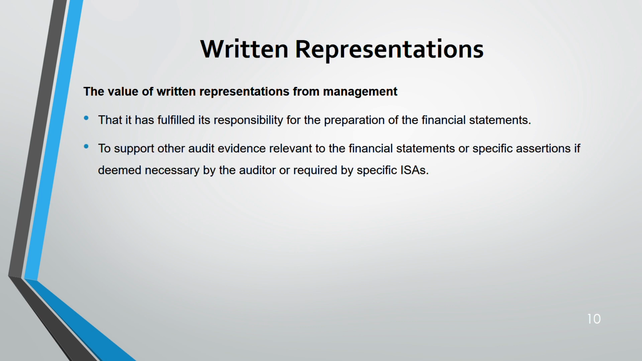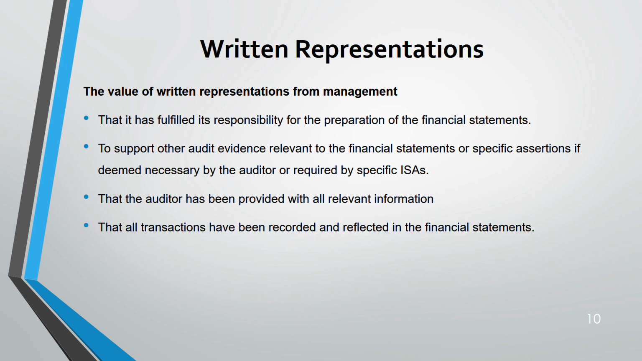Second, to support other audit evidence relevant to the financial statements or a specific assertion, if it is deemed necessary by the auditor. So the representation from management should be like supporting evidence. It should support other audit evidence relevant to that financial statement assertion to test completeness or accuracy or valuation or whatever it is. Next, the auditor has been provided all the relevant information. Management should write it and give it to the auditor in writing. Fourth, all transactions have been recorded and reflected in the financial statements.